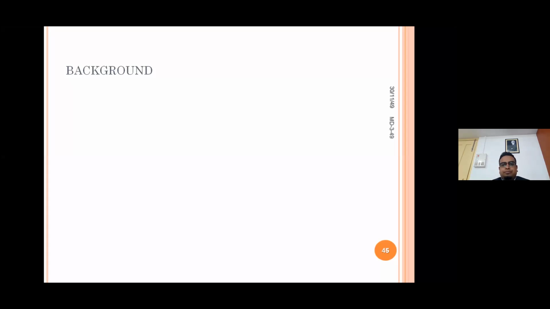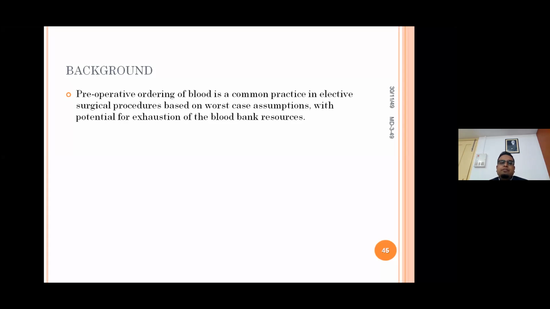Just looking at the background, we have seen that pre-operative ordering of blood is a common practice in elective surgical procedures, based on worst case assumptions. Usually the clinicians fear that the patients might end up bleeding during the surgeries, and with that apprehension there is pre-operative ordering with potential exhaustion of blood bank resources. The clinicians fear that their patient may end up bleeding, so they reserve some blood for the patient, and they end up ordering a lot of blood pre-operatively. What happens because of that? There is exhaustion of the blood bank resources.